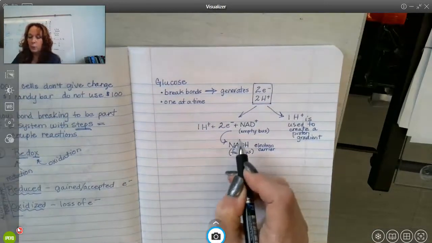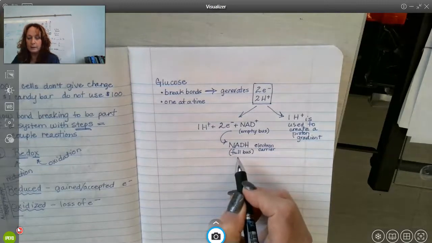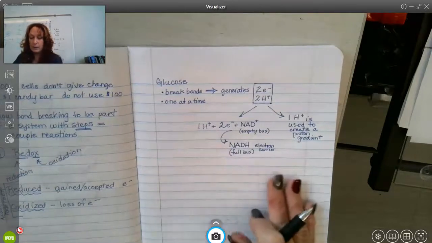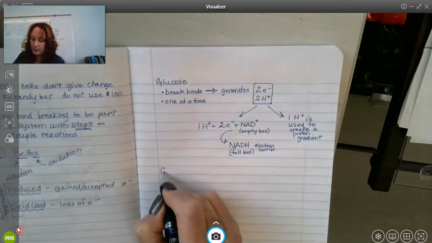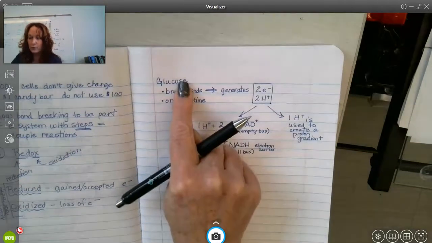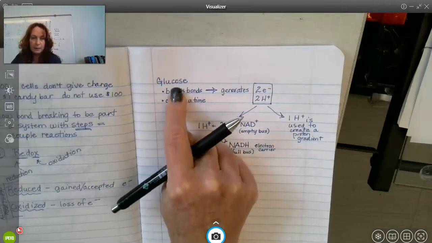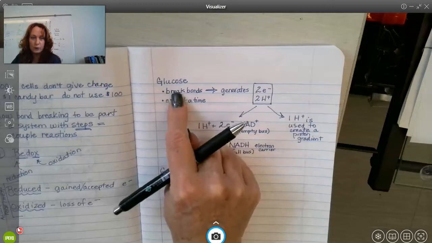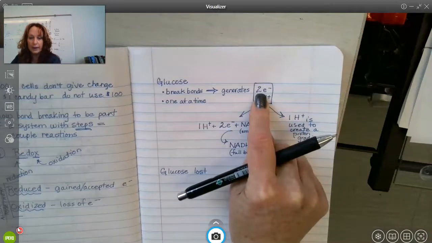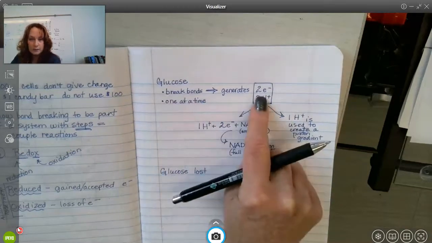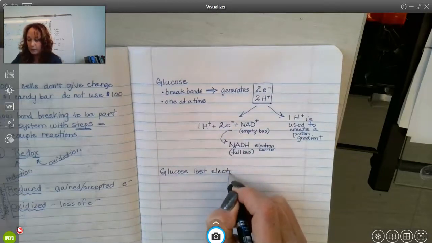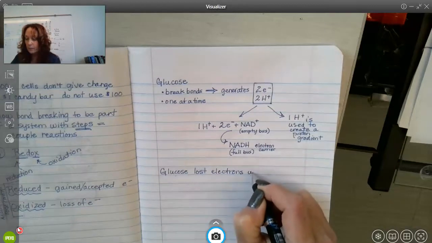So when we think about what's what, we need to put in here a bigger statement and write this out in words. So let's think about what happens. Glucose lost electrons. Do we both agree? If you break the bond, as you begin to break down glucose sequentially, glucose loses 2 electrons and 2 hydrogens. So glucose lost electrons.